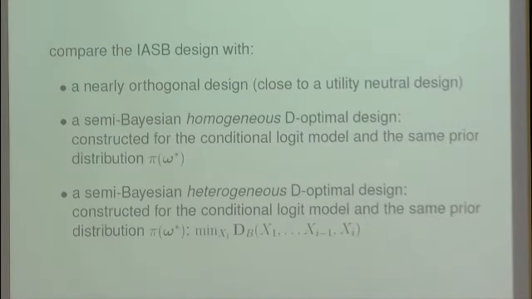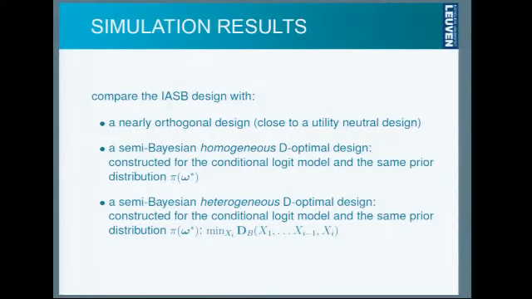Okay, I will compare my individually adapted sequential designs with 3 other designs. The first one is an orthogonal design, or an almost orthogonal design, because an orthogonal design did not fit in this setting. That's what people often use, and it's easy to show that this is an optimal design if all the parameters are 0, which is called a utility neutral design.